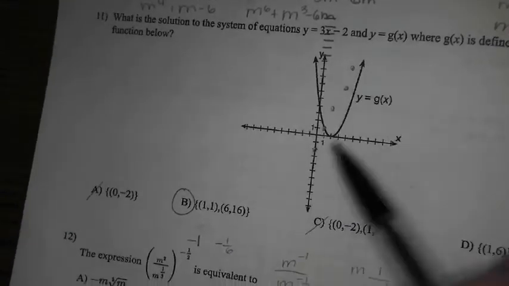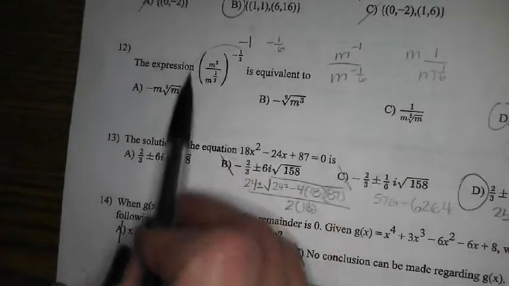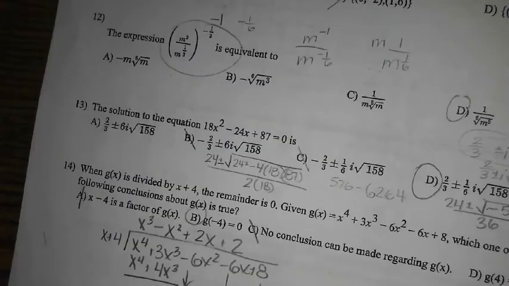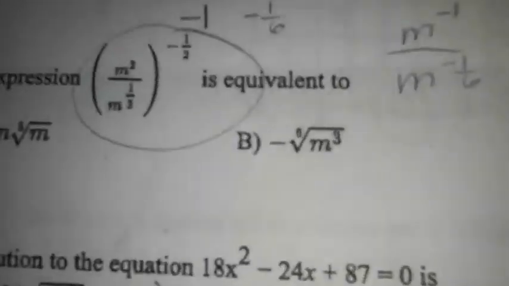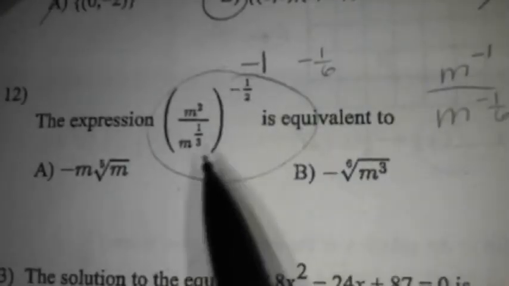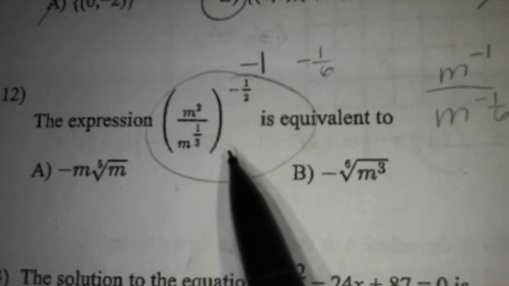There's a system with a line, parabola. This is more exponent rules. I'm actually surprised that didn't show up as a bad one. 67%. It's not great. But this is just exponent rules. So dividing common bases, what do?